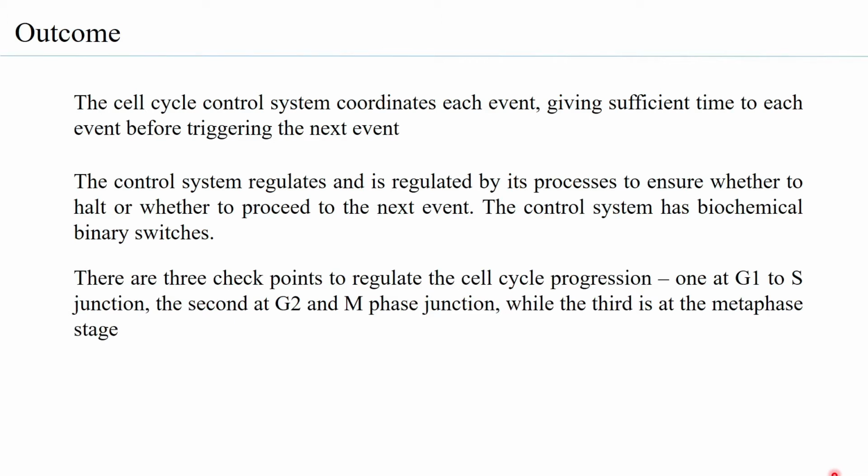There are in fact three checkpoints to regulate the cell cycle progression. One is at the G1 to S junction. There is a checkpoint that is called start, or in animal cells it is called the restriction point. So that's the first transition checkpoint. Then the second is between the G2 phase and the M phase, that is the second transition checkpoint, while the third is within the mitotic stage itself at the metaphase to anaphase stage. So these are the three checkpoints that are regulated.